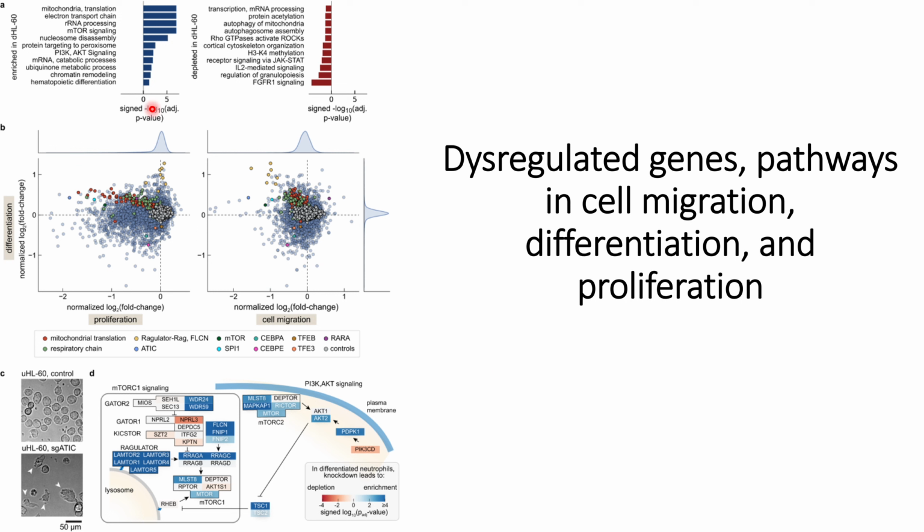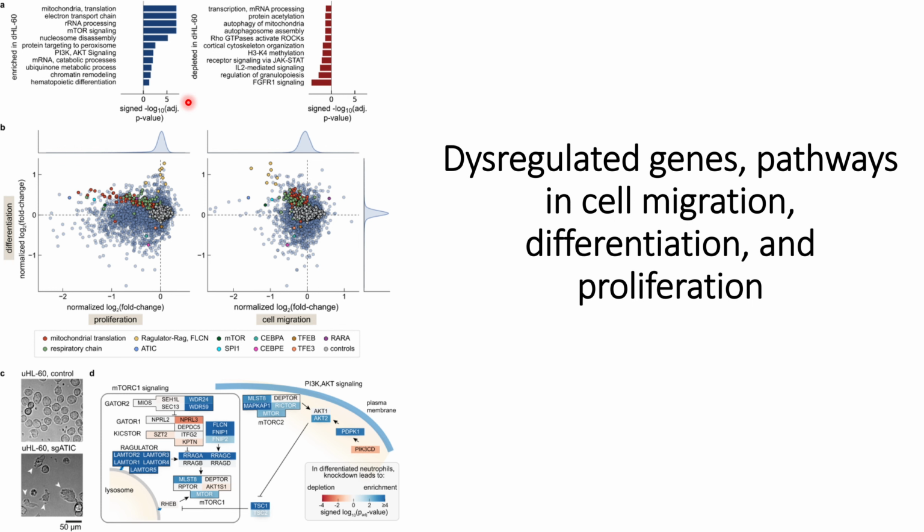So, first they find the genes that are upregulated and the genes that are downregulated, and they run these sets of genes in the GSEA analysis to find the pathways related to those genes. They can see that most of the pathways that are upregulated are related to mitochondrial translation, electron transport chain, mTOR signaling, and hematopoietic differentiation, whereas the pathways that are downregulated are related to transcription, mRNA processing, autophagy of mitochondria, and FR1 signaling, and many others.